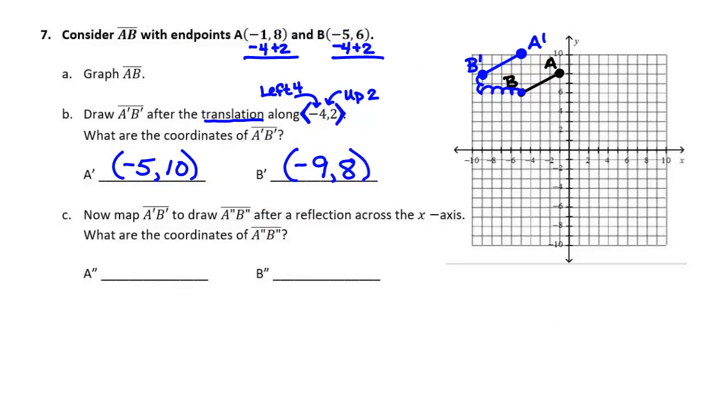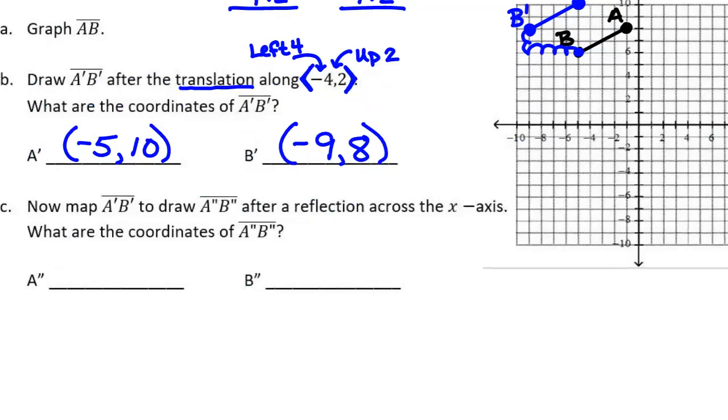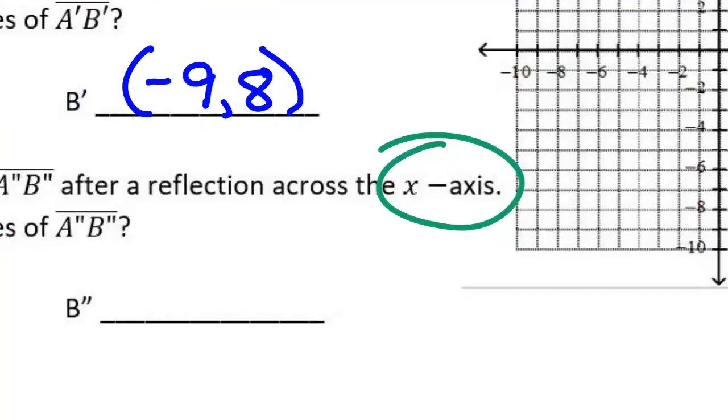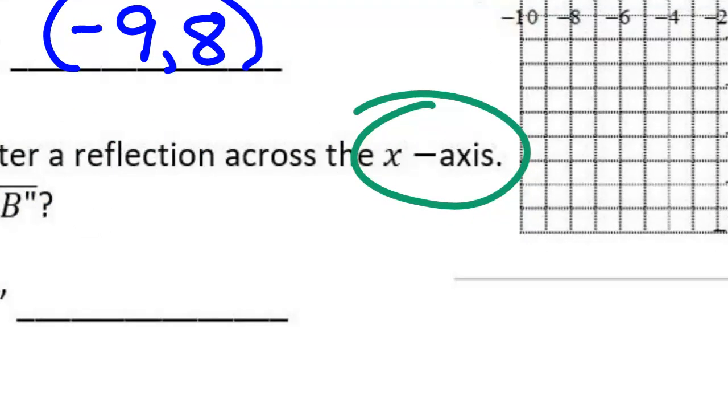Part C, we're going to take A prime, B prime, that blue line segment that I've got up at the top, and we are going to reflect that across the x-axis. If you want to use tracing paper for this, you can. You could put tracing paper on top of the graph. I would trace on top of the x and y axis, and then I would trace in the line segment that I'm wanting to reflect. And I'd fold it on the line that it says to reflect on and see where that falls on my paper then. Does anybody remember our rule for reflecting over x?